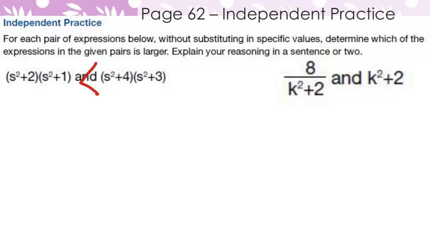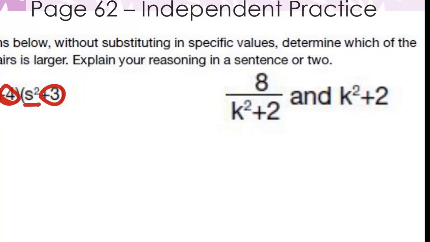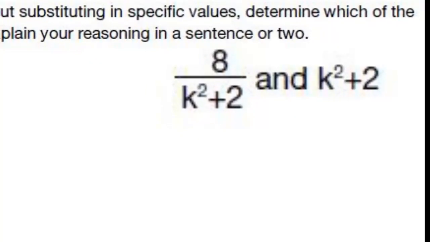Yes, that is true. Because these are all s squares, those are all the same amounts. And if you multiply a number that is 4 and 3 more rather than 1 and 2, then that's going to be true. So this first one is less than this one. What about this last one? 8 divided by k squared plus 2 and k squared plus 2.